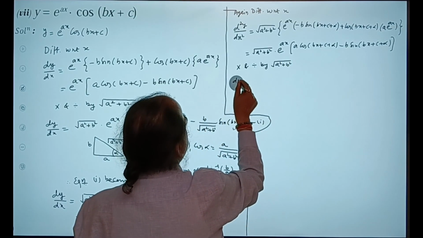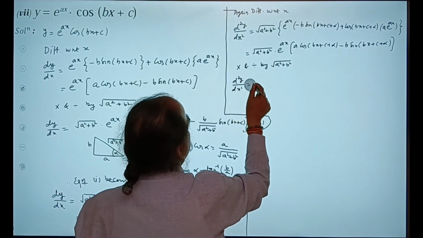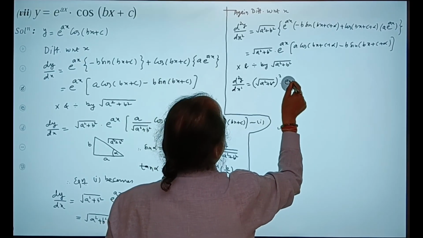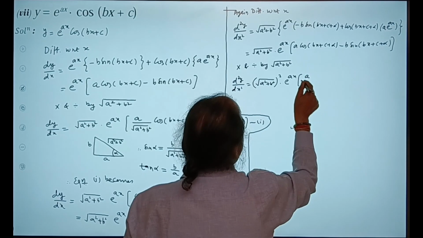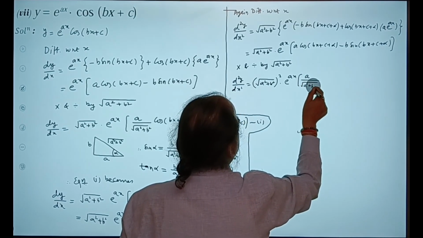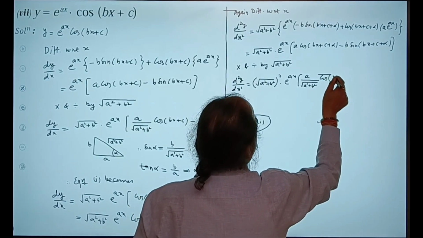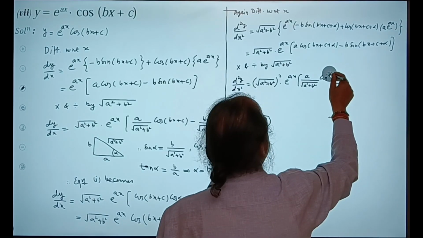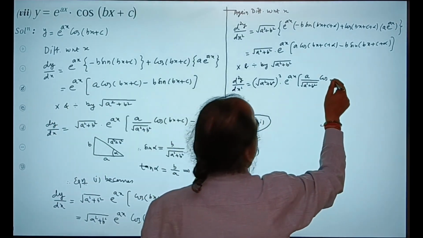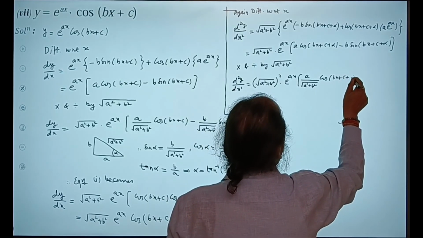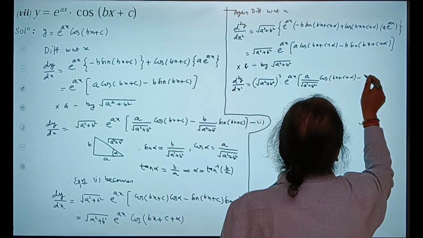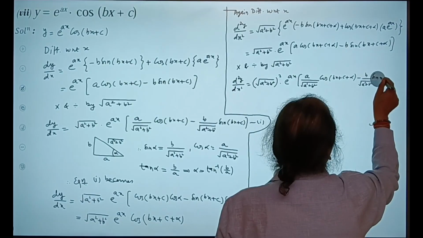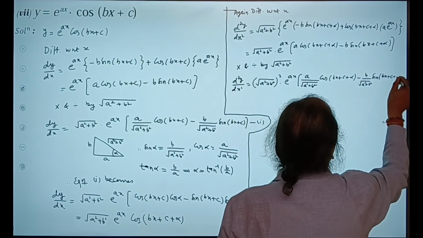So d2y by dx square will become root a square plus b square whole square into e raised to ax, bracket a upon root a square plus b square cos(bx plus c plus alpha) minus b upon root a square plus b square sine(bx plus c plus alpha).